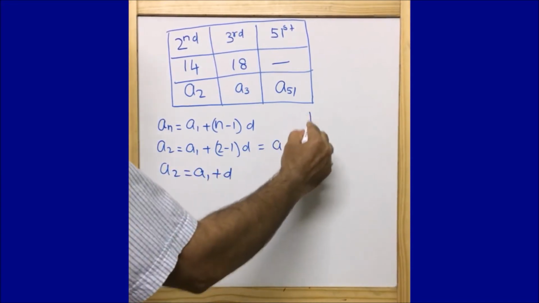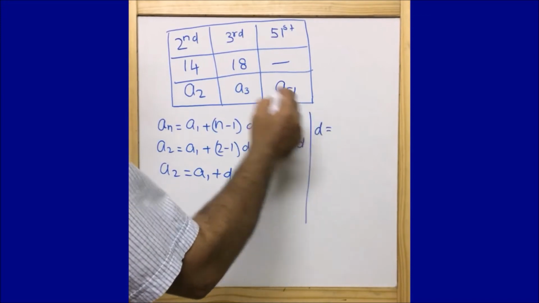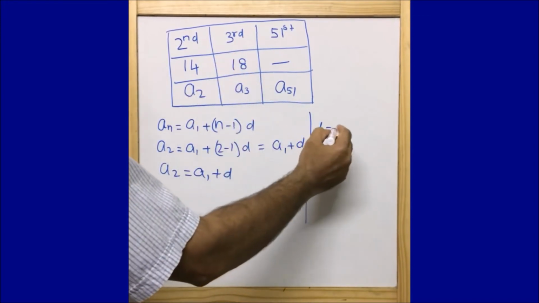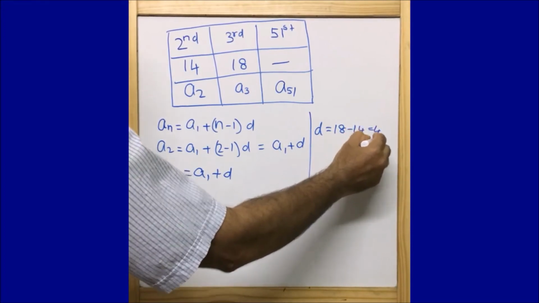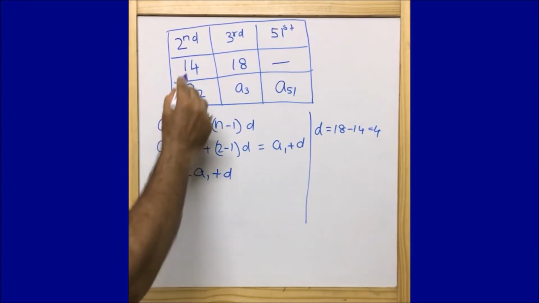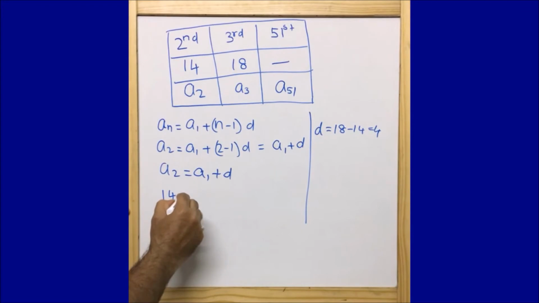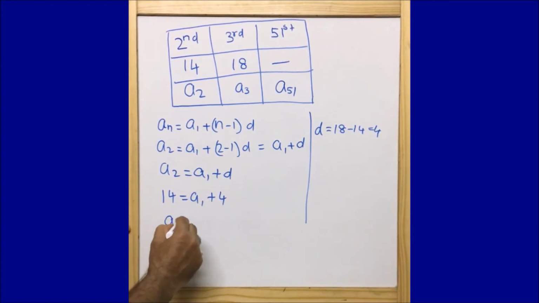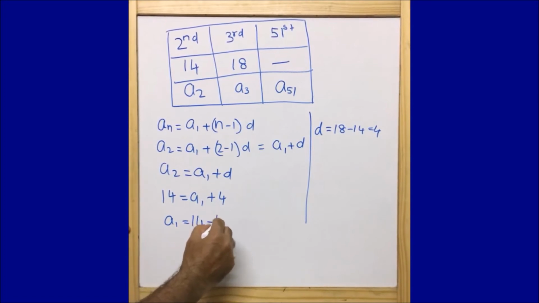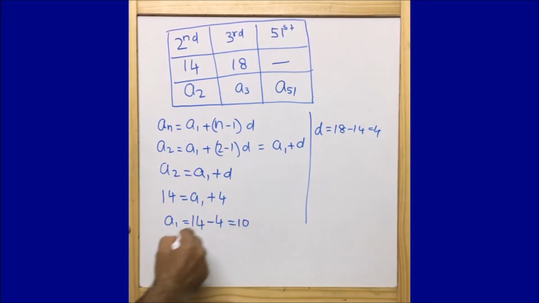Now let us find d. d is equal to a3 minus a2, so that means 18 minus 14, that is equal to 4. So I can write a2, which is 14, is equal to a1 plus 4, or I can say a1 is equal to 14 minus 4, that is equal to 10. Therefore a1 is equal to 10.